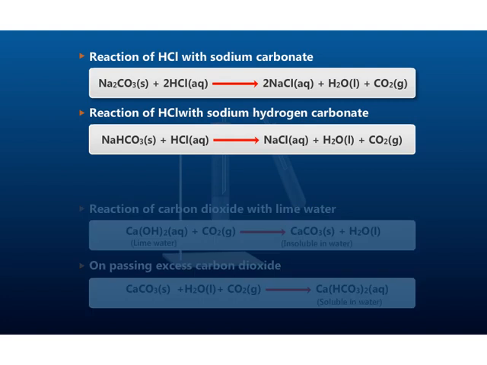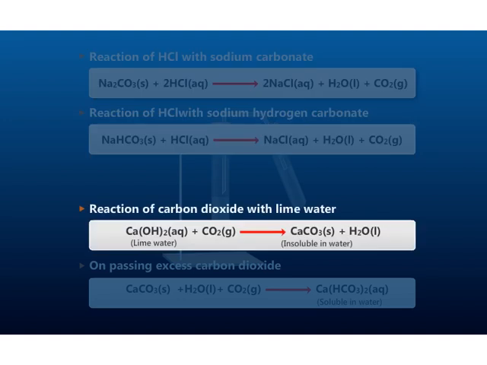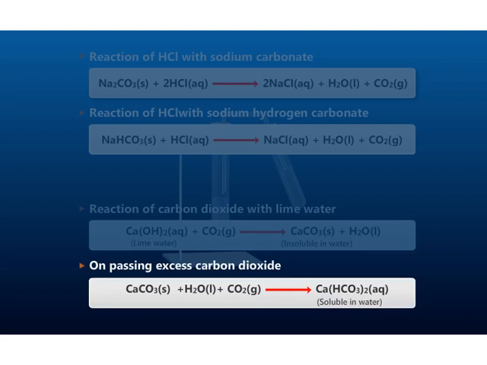The first two equations represent the reaction of hydrochloric acid with sodium carbonate and sodium hydrogen carbonate. The next equation represents the reaction of carbon dioxide with lime water to form calcium carbonate, which is insoluble in water. Therefore, lime water turns milky. On passing carbon dioxide for more time, calcium carbonate is converted to calcium hydrogen carbonate, which is soluble in water, and hence the solution becomes clear.